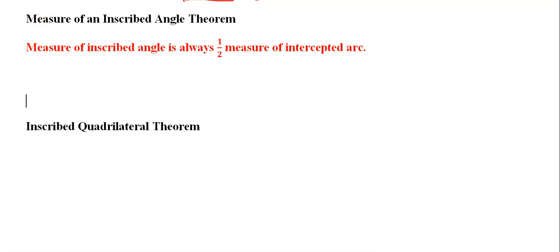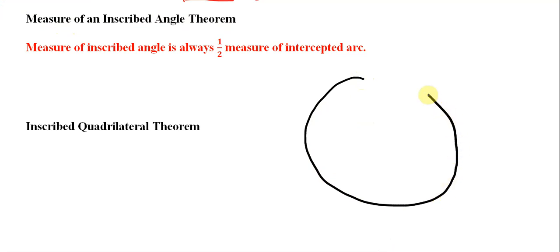In this short video we will talk about what's called the measure of an inscribed angle theorem, and this summarizes the last three examples that we did in this particular chapter, in this particular section. So the measure of an inscribed angle is always 1/2 the measure of the intercepted arc.